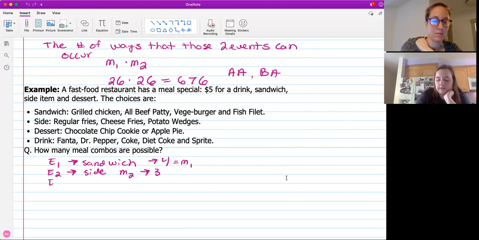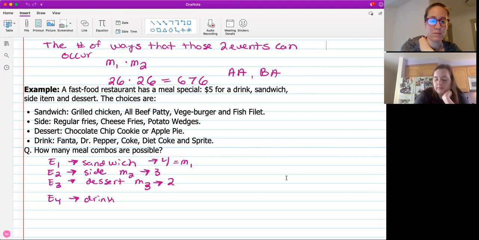Event 3 would be your dessert. Oh no, you have 2 options there. I just can't read. This is your dessert. So M3 would be 2 options. And then event 4 is what drink you want.